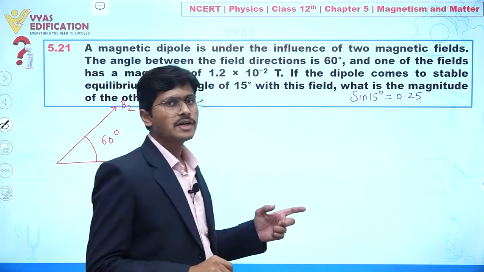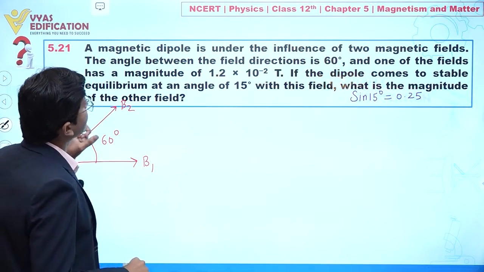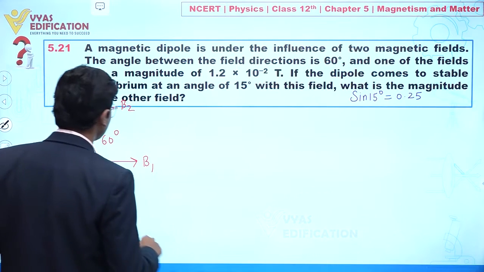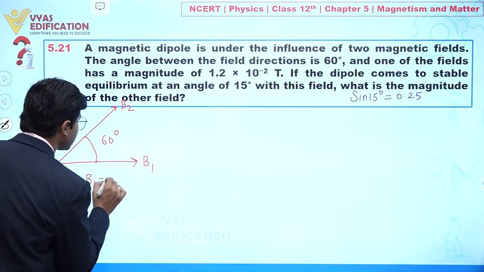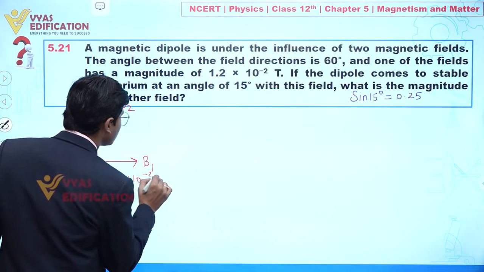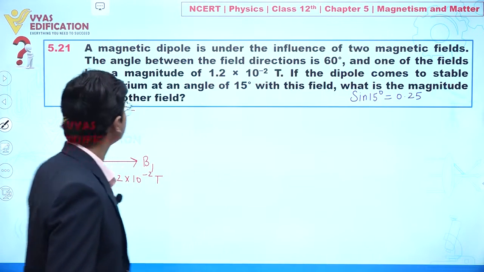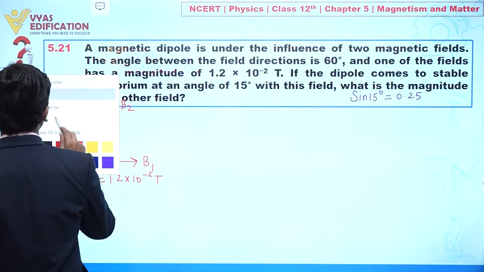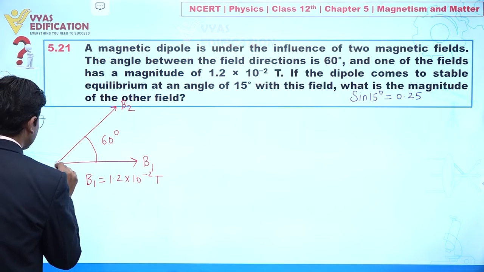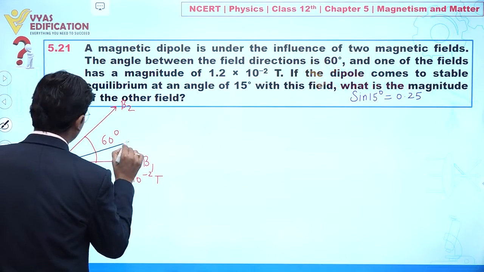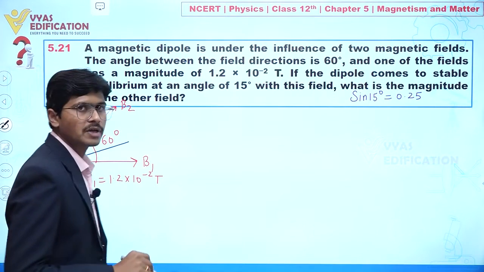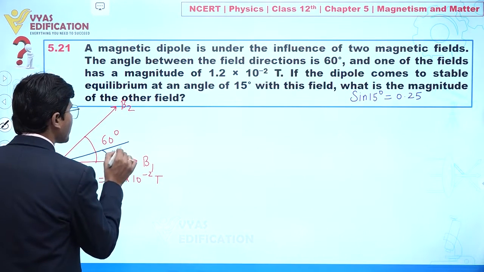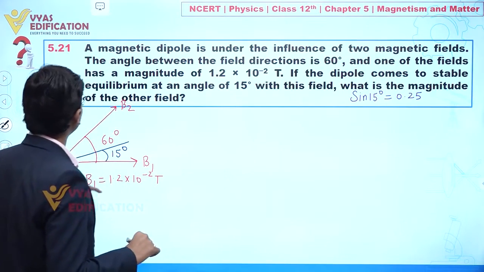Fine. Now it is given here, a magnetic dipole is under the influence of two fields. One of the fields has a magnitude of 1.2 into 10 to the power minus 2 Tesla. So let's suppose B1 is equal to 1.2 into 10 to the power minus 2 Tesla. If the dipole comes to stable equilibrium at an angle 15 degree with this field. Clear? So let's suppose this is the position of this dipole, and at this position, this dipole is in stable equilibrium, making an angle 15 degree with this field. Now, what is the magnitude of the other field?